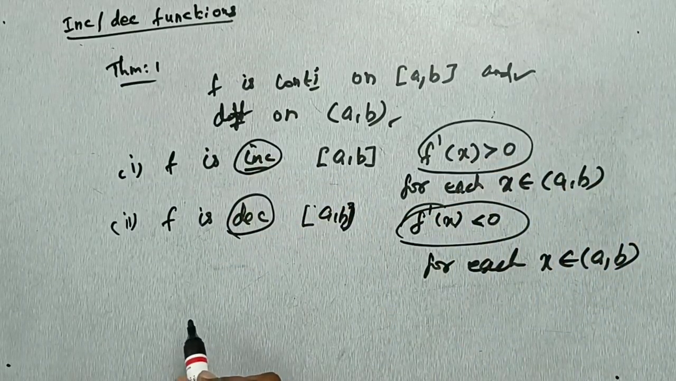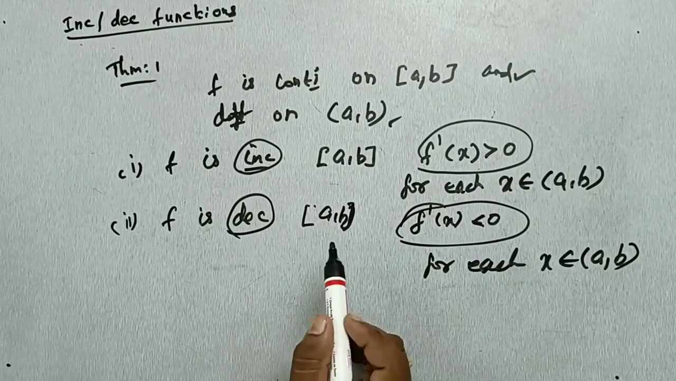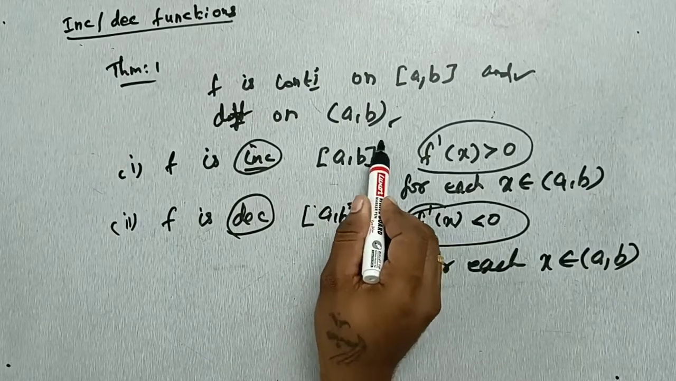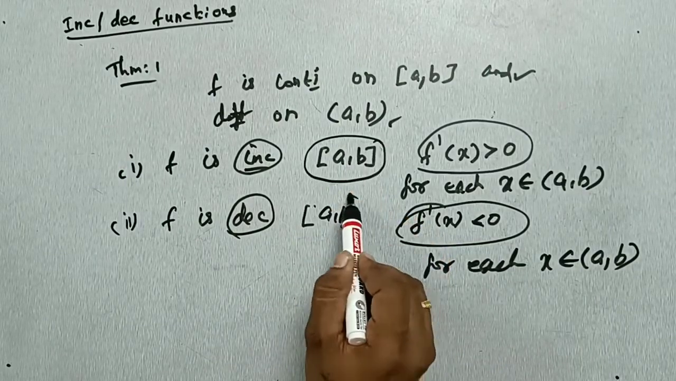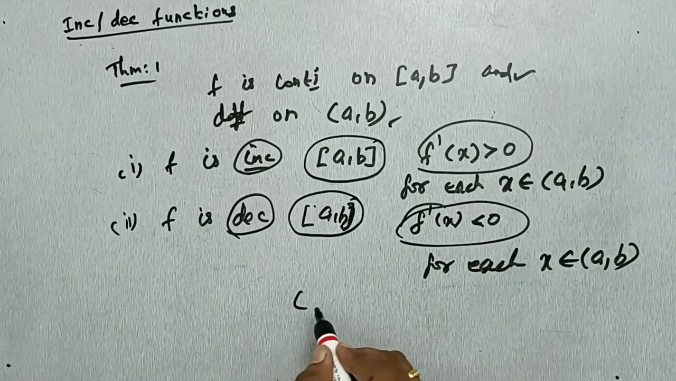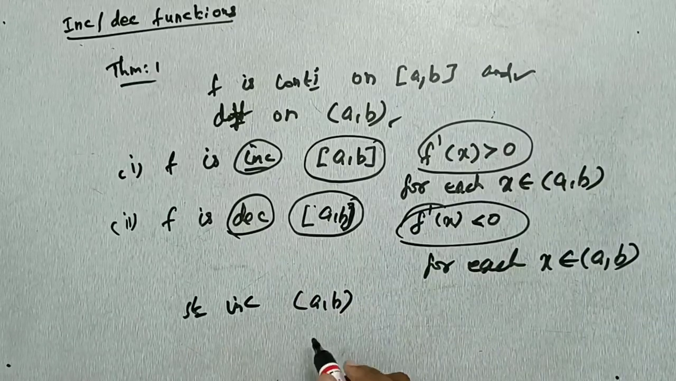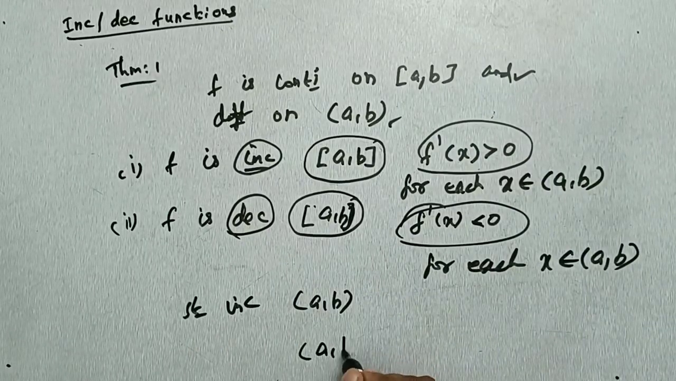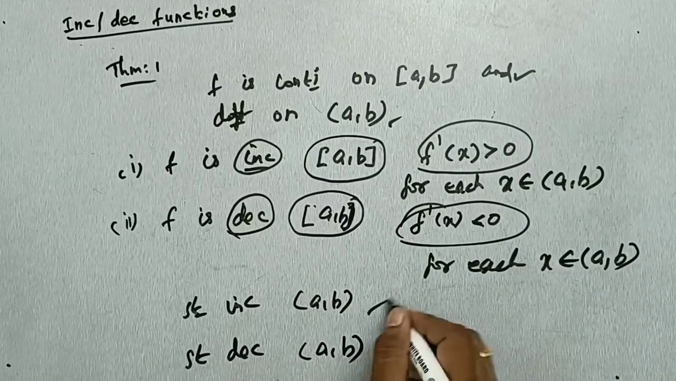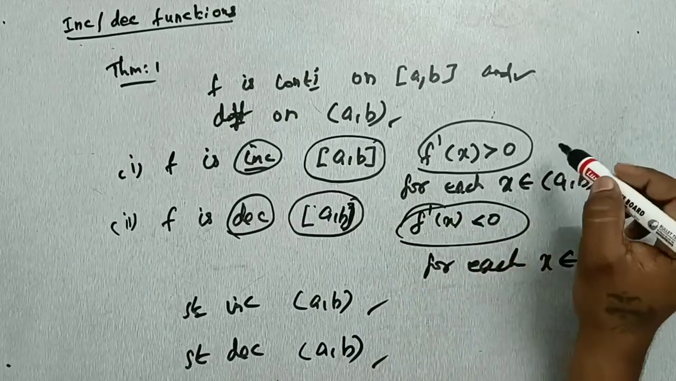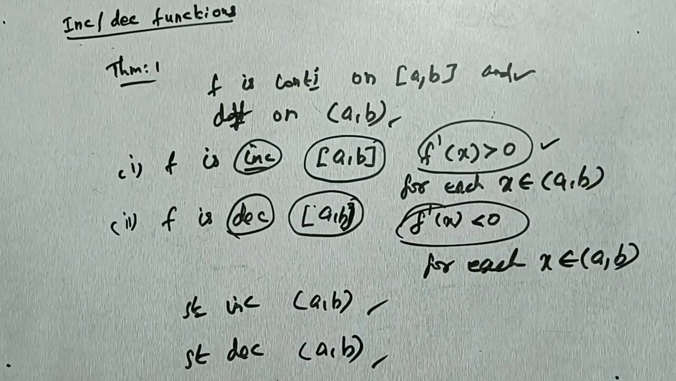What about strictly increasing? Strictly increasing and strictly decreasing have the same definition. If we take the open interval instead of the closed interval, we can say that it is strictly increasing. In the second case, if we take the open interval a comma b, we can say that it is strictly decreasing. So this is the definition of strictly increasing and decreasing using the first derivative test, using the derivative f dash of x. So now we will move to the problems.